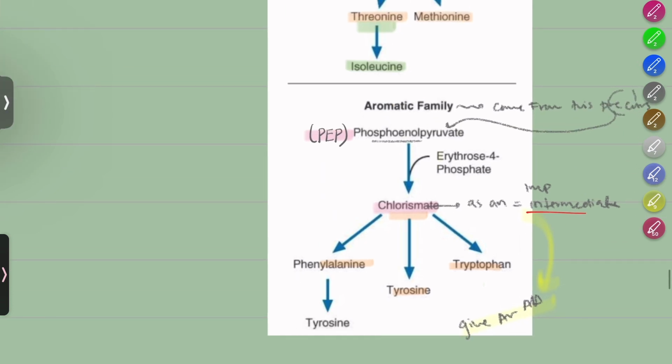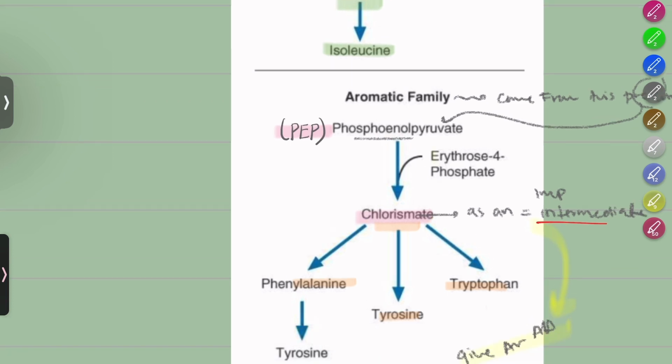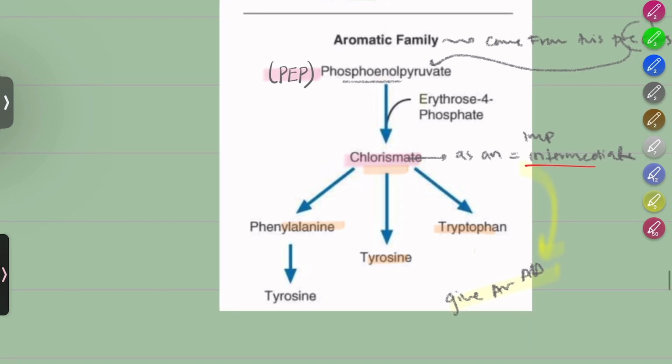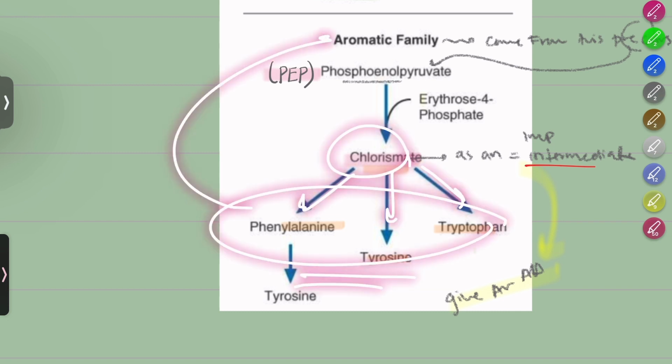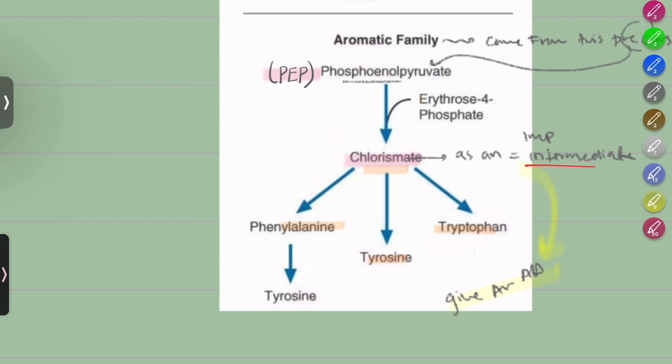Now, finally, for the aromatic family, it's kind of a different pathway, but still the same concept. The precursor of this family is the phosphoenol pyruvate, seen in the glycolytic pathway, which gives rise to something called the chorismate. We just need to know that this compound will give rise to the phenylalanine, the tyrosine, and the tryptophan, which are those 3 amino acids. And notice all of them are aromatic because they come from the aromatic family.